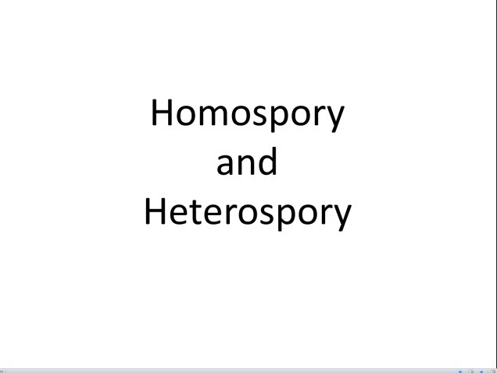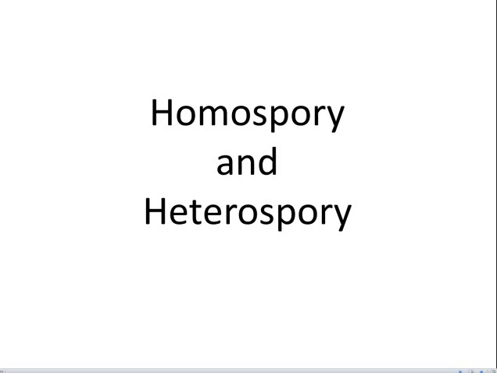All right, we're going to talk about homospory and heterospory. What's the difference? It has to do with how many kinds of spores in the life cycle. Homospory means what? One kind of spore. Alternation of generations with one kind of spore. What would heterospory be? That'd be alternation of generations with two kinds of spores. One kind of spore, two kinds of spores.